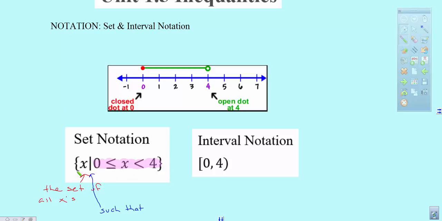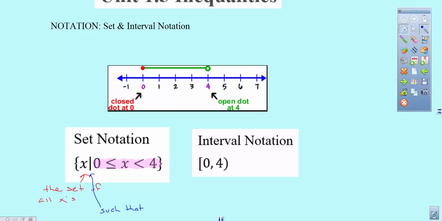So one more time, this says the set of all x's such that x is a number that's greater than or equal to 0, reading it to the left, and x is less than 4. So somewhere between 0 and 4. And you can see from your graphical display on the number line how the open dot and the closed dot work.